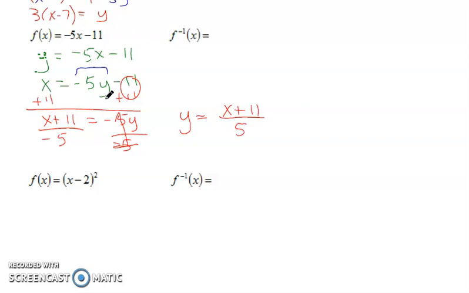Now the negative sign can stay with the 5. I generally put the negative sign out in front. So the inverse is the opposite of x plus 11 all over 5.